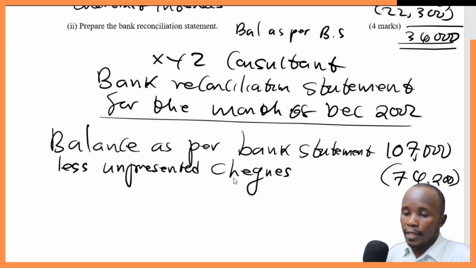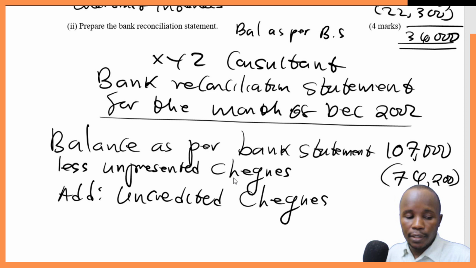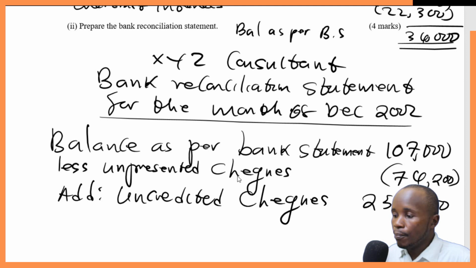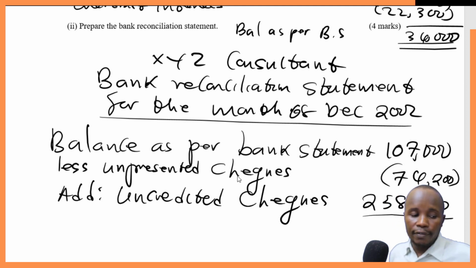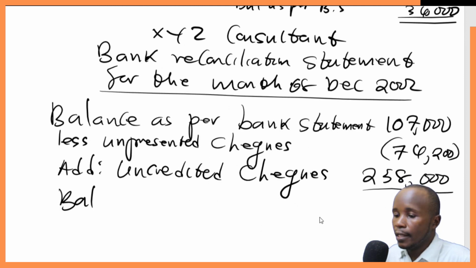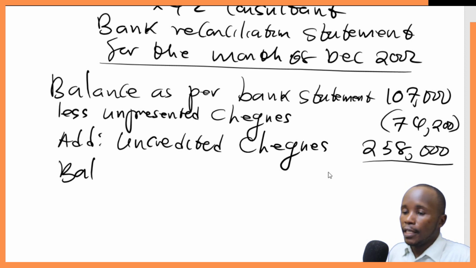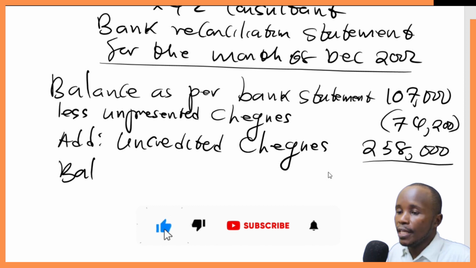You subtract this. Then you add uncredited checks. Uncredited checks, these are checks that have been given to the bank for deposit, but the bank has not credited them into the account. So therefore, we add them. They are supposed to be in the bank statement.